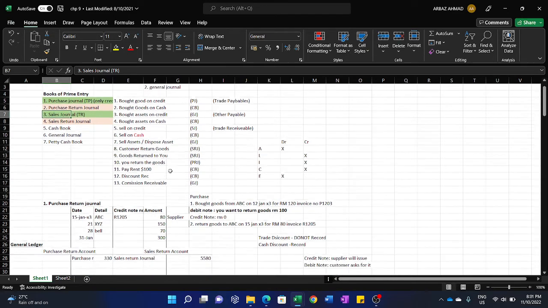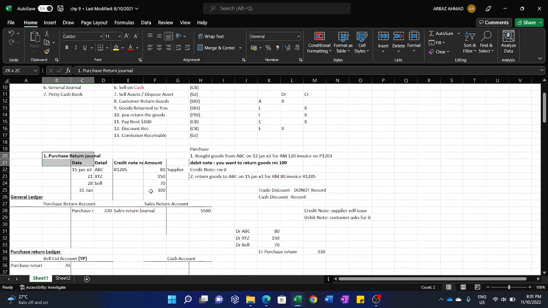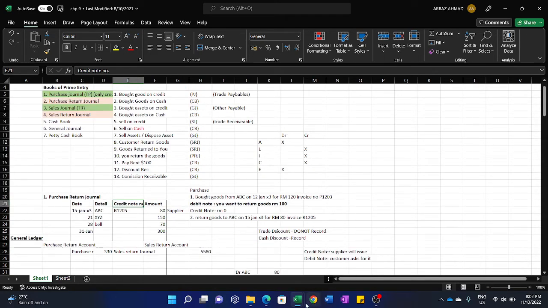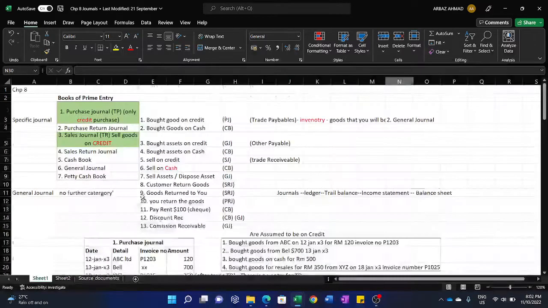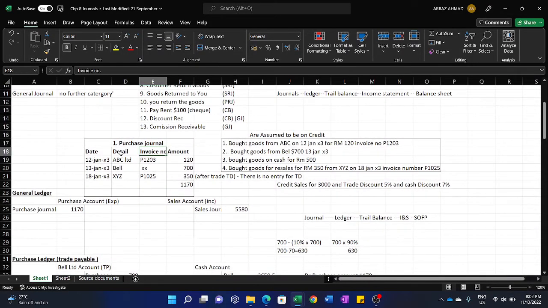So we know that we record them in this format, right? We have date and then detail and then credit note, not the credit note number. In the previous chapter we had the invoice number. If you look here, we have the invoice number, and it's a bit more organized than the one we will be looking at the moment.